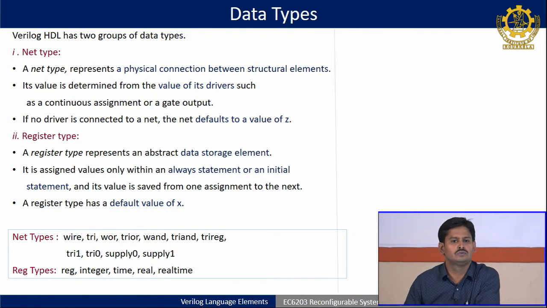Then coming to your data types, I told you there are two types of data types we use. One is called the net data type and another is called the register data type. The conclusion is that we use the net data type for structural modeling style, module instantiation, gate level modeling style, and also continuous assignment modeling style. Wherever we want to join two intermediate nodes, we need a wire. That representation, wire, is called the net type of data type.